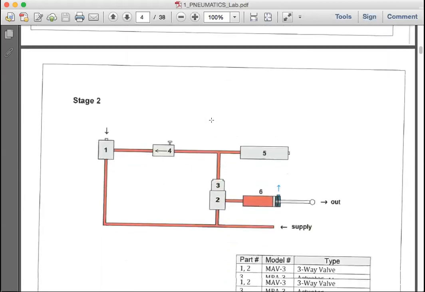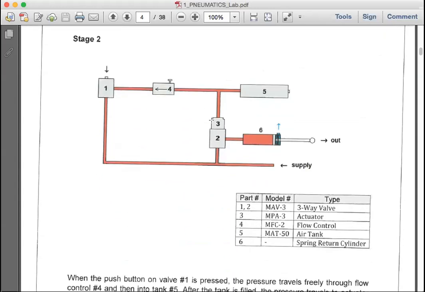Okay, stage number 2. So you press down the stem of number 1, the pressure fills up quickly, activates the actuator, allows the pressure into the spring return cylinder and the piston shooting out. And you see this little opening in the front, that's the only blue part, because pressure vents out of the system by the left chamber being pressurized and pushing it out.